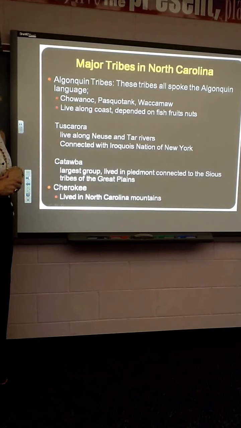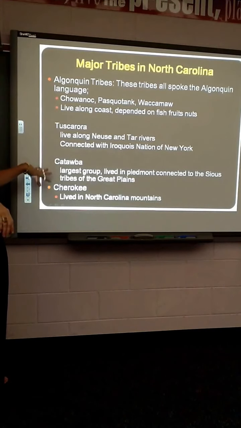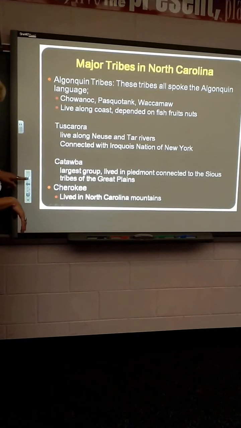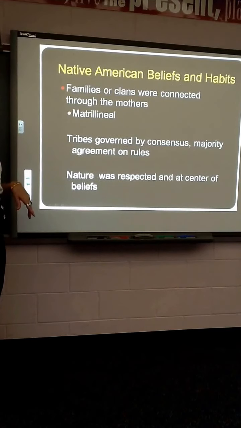The Tuscarora, they lived really in the Piedmont area. Catawba, they're connected with the Sioux, and they also were in the Piedmont area. And then you have the Cherokee that lived mostly in our mountains and farther west.